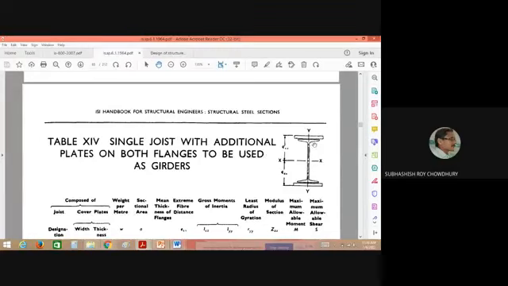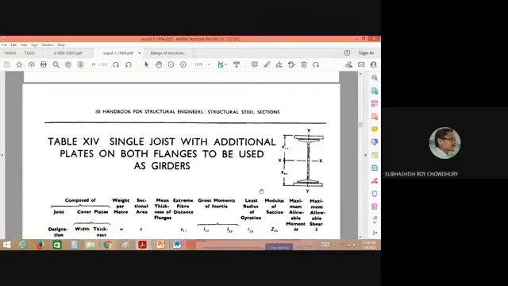When we use this particular section as a girder, and if the load carrying capacity requirement is very high, then the standard section will not be able to carry that. In that case, we can attach some additional plate to the flanges of the I section. If you attach these two, obviously the moment carrying capacity, the load carrying capacity of this section will be higher than the previous one.